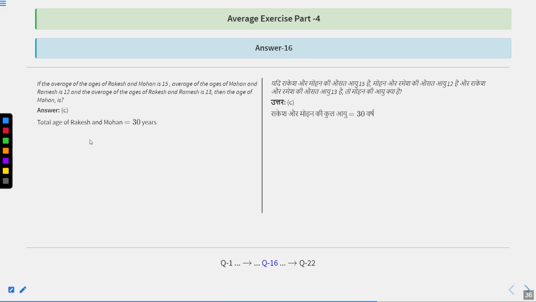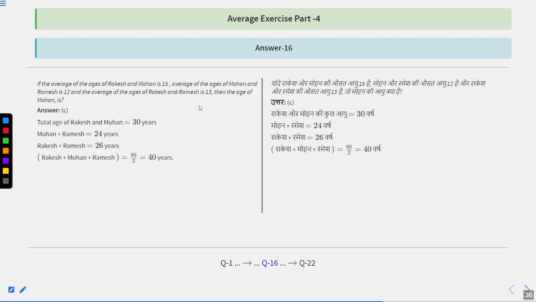The question says that the average age of Rakesh and Mohan is 15 years, so the total age of Rakesh and Mohan will be 30 years, 15 into 2. In the same way, the average age of Mohan and Ramesh is 12, so their total age will be 24. Same way, Rakesh and Ramesh is 13, so the total age will be 26.